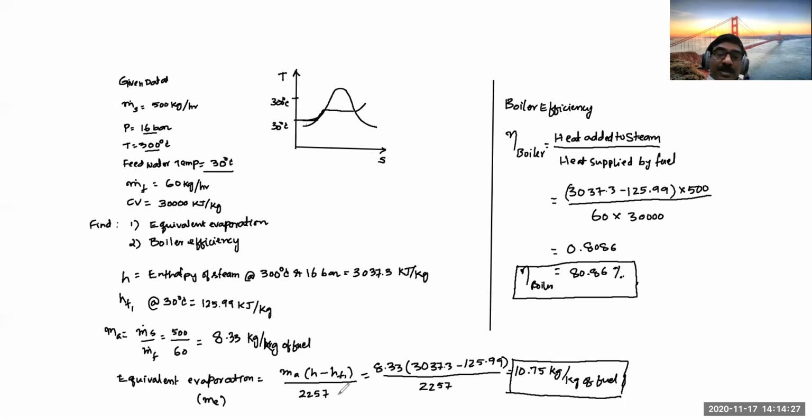You simply have to remember this formula. This is the equivalent evaporation. MA is the actual steam generated per kg of fuel, H is the final enthalpy of the steam, and HF1 is the initial enthalpy of the feed water, divided by the latent heat of vaporization HFG at 100 degrees centigrade.